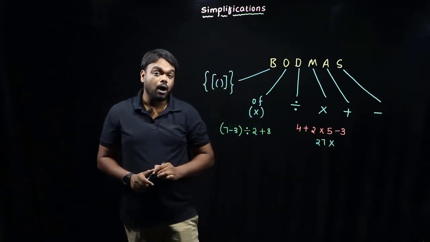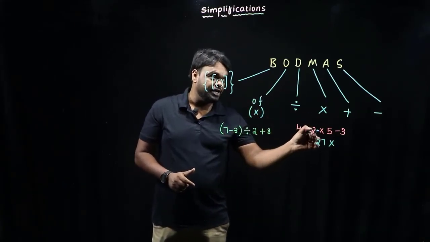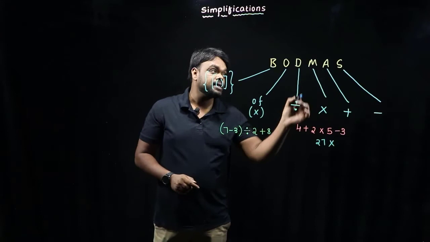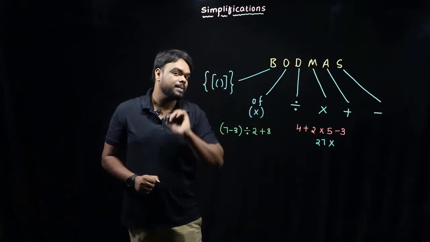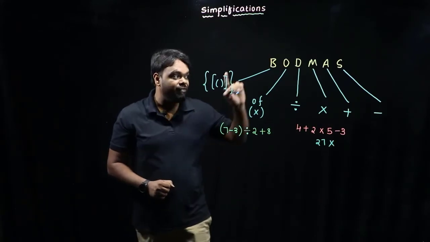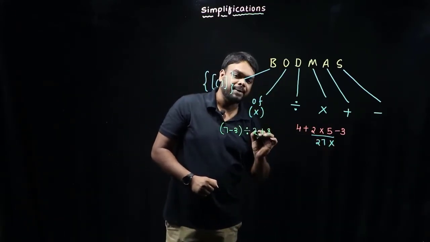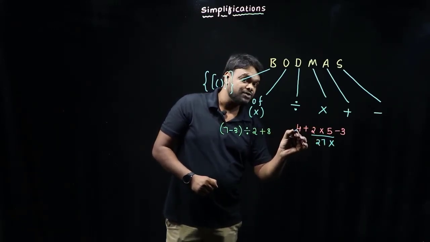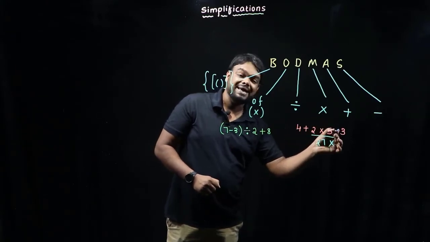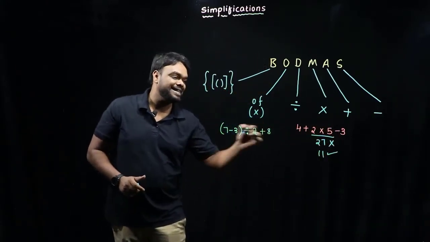Why? Now, according to the BODMAS rule, first we must go with the multiplication and then addition, because M comes before A. It means first you must apply multiplication and then the addition. So what happens? First we multiply 2 into 5, that is 10. And then 10 plus 4, 14. 14 minus 3, that is 11. And that is the final answer.